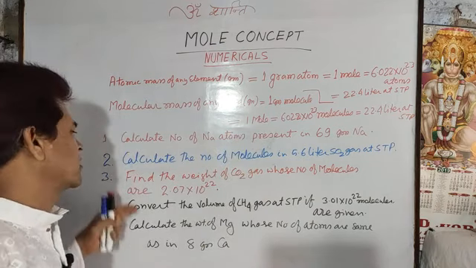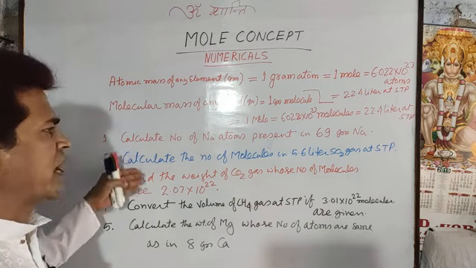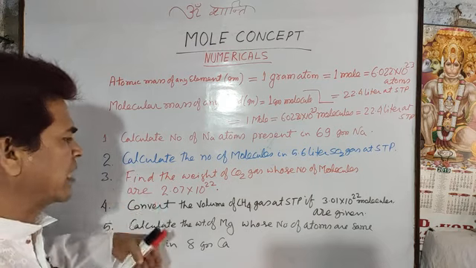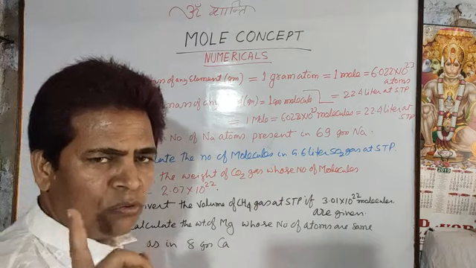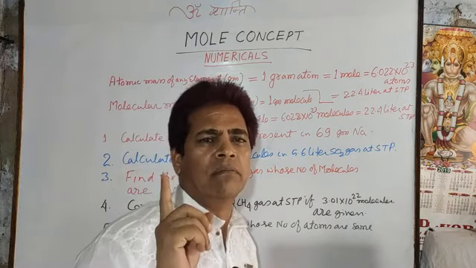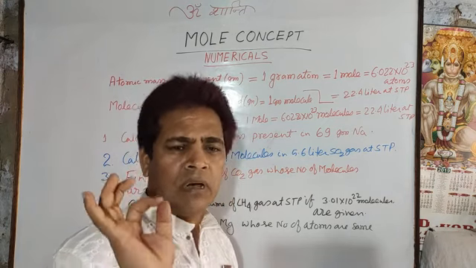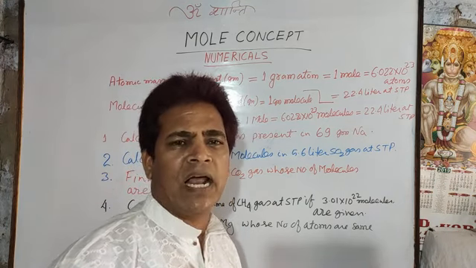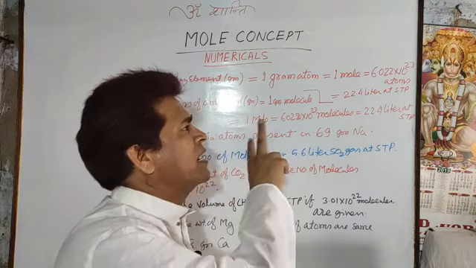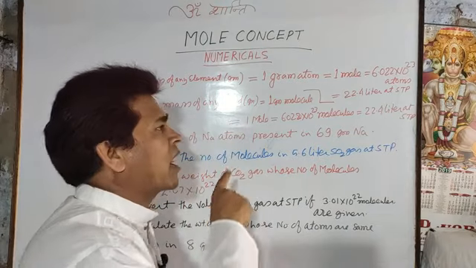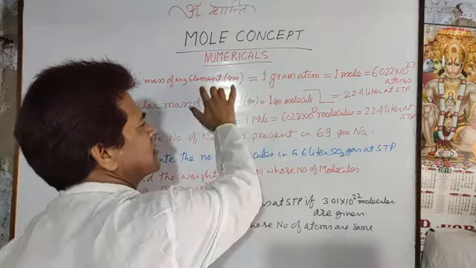So here some numericals are written. First you take easier numericals, then gradually I will teach the numericals related to the mole concept. One thing you should always recall: in numerical problems related to the mole concept, one term will be given as data and another term is to be calculated. So first you take the relation between the given data and the term to be calculated. So what's the relation here?